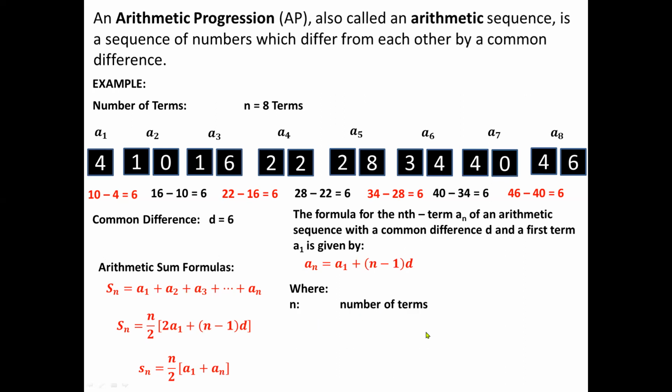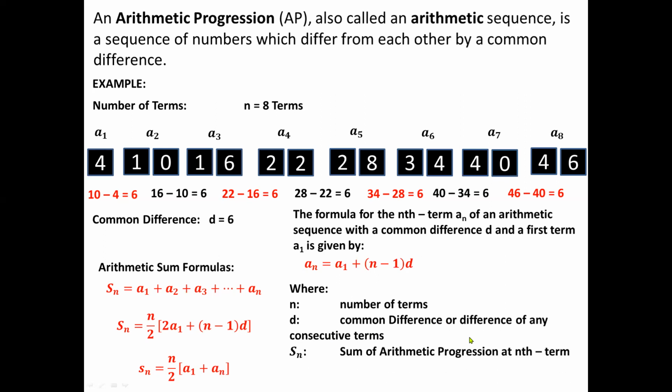N, ibig sabihin ay number of terms. D is the common difference or difference of any consecutive terms. S sub n, sum of arithmetic progression at nth term. And then A sub n, that is the nth term. So yan ang ating mga formulas under ng arithmetic sequence. And then A sub 1 pala, we have also our first term, A sub 1.